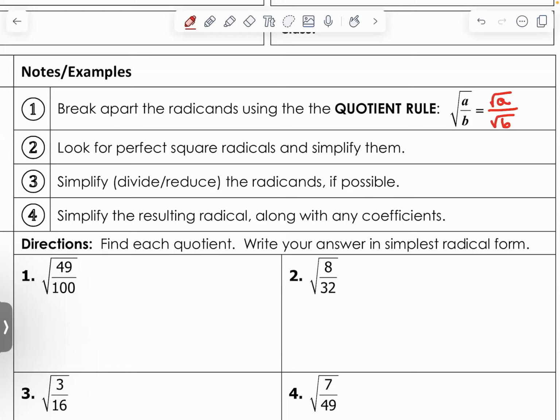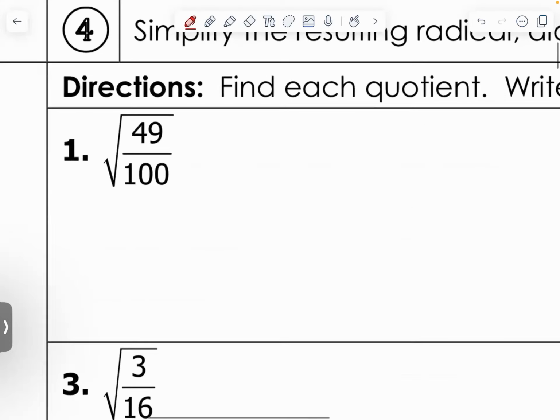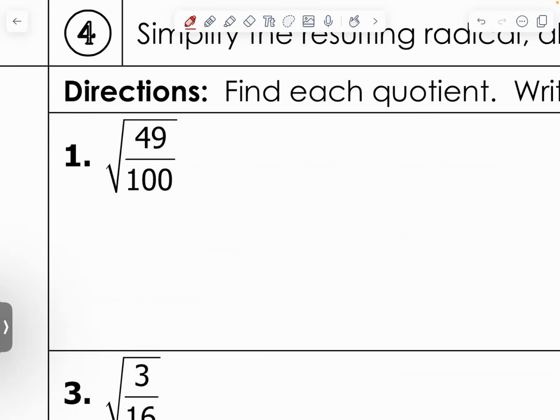We need to make sure that our coefficients are simplified once we get all of the radicals simplified. I'll show you what I mean shortly. We're going to start really easy. The square root of 49 over the square root of 100. When we have division under our radical, we can break this apart into the square root of 49 divided by the square root of 100.